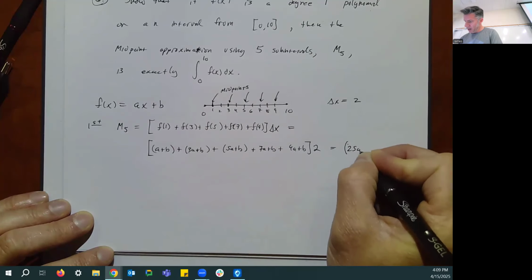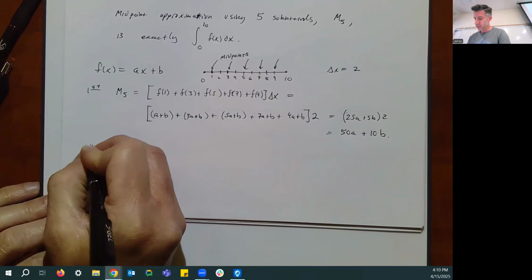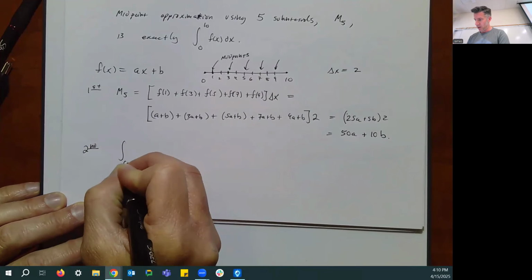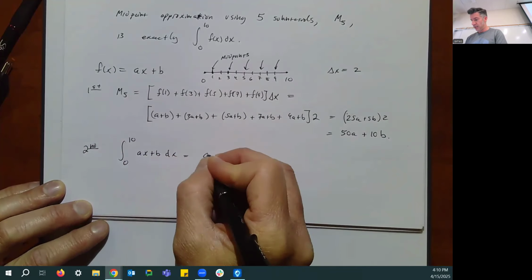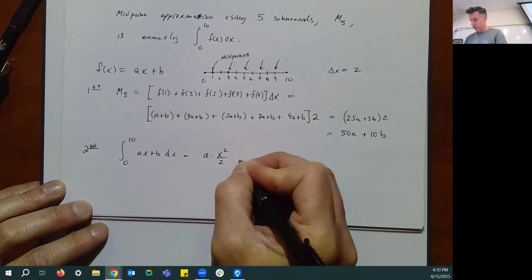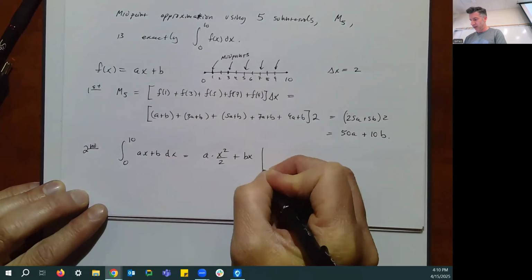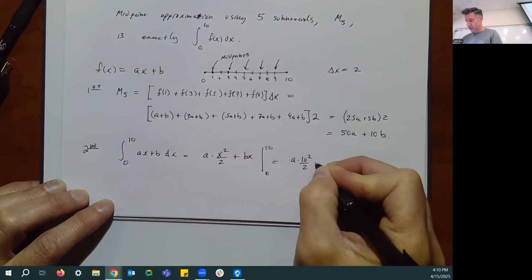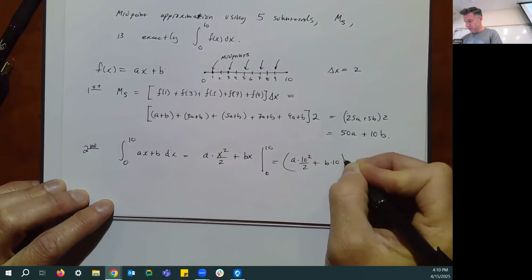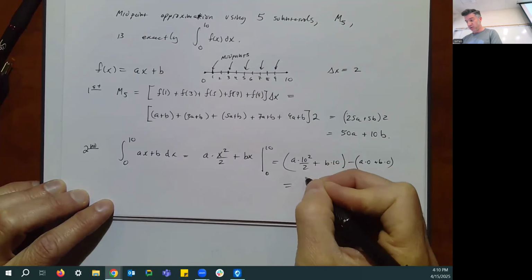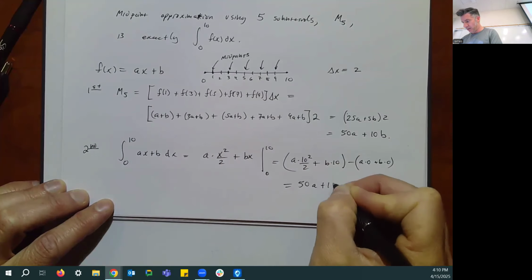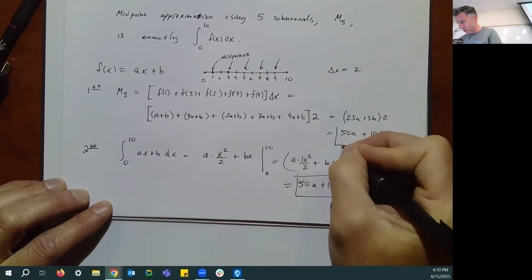Now we're going to calculate it the other way by calculating the integral. So the integral from 0 to 10 of my function ax plus b, well, let's do it. Integrating this, we get a times x squared over 2 plus b times x, evaluated from 0 to 10. If you plug in 10, you get a times 10 squared over 2 plus b times 10, minus a times 0 plus b times 0. And 10 squared over 2 is 50. I get 50a plus 10b, the same answer.